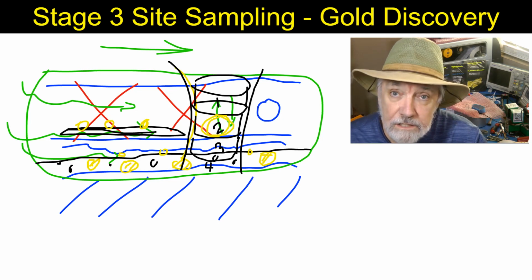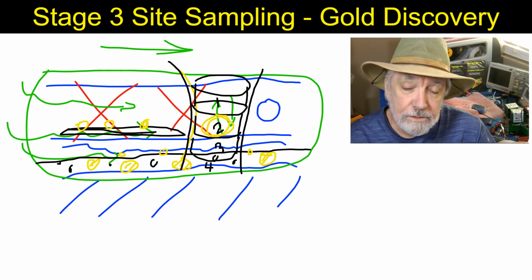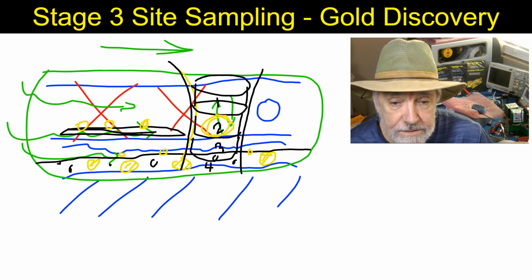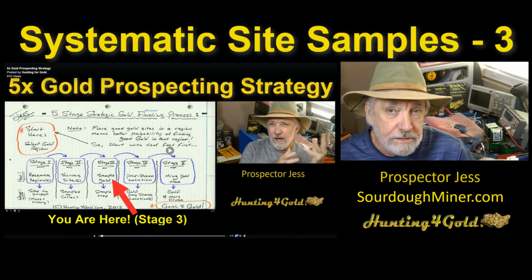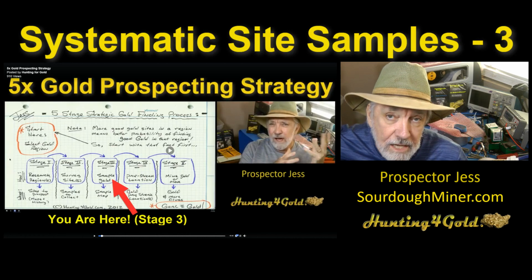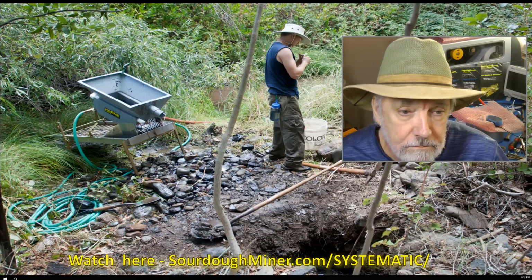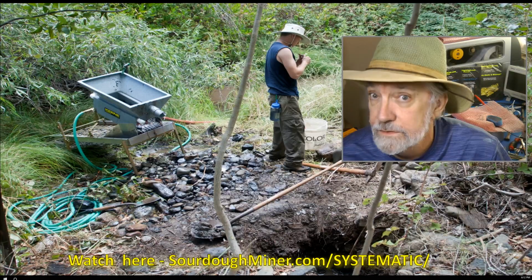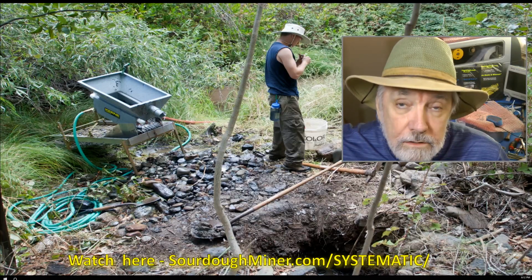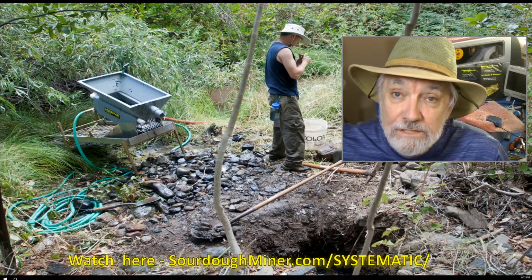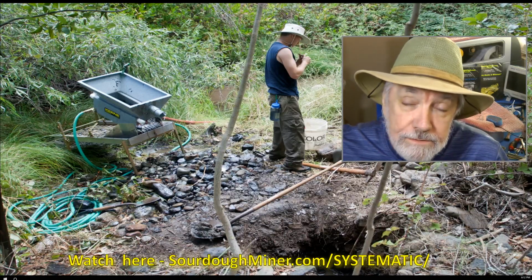So tomorrow is going to be stage 4. Why are we doing all these site sampling and discovery topics? Well, we're doing it to emphasize the things that I teach in that 5-stage systematic prospecting process that's covered in systematic prospecting, this thing that I've got a link to right down here. So sourdoughminer.com/systematic. Take a look at it. It's a sales letter, you know, it's a pitch, okay? But it's a good one because it's a product that will help you find more gold. And that's really the purpose of this whole thing.